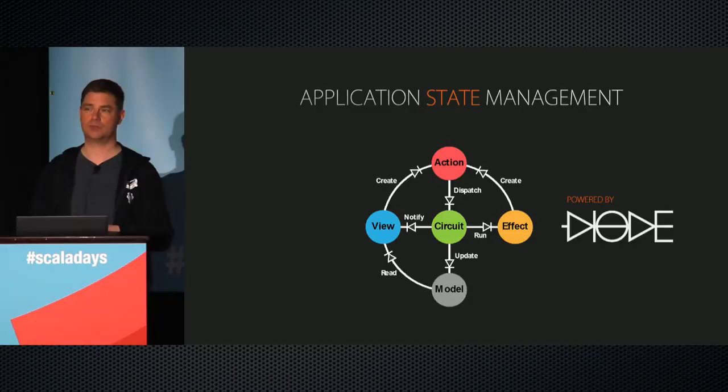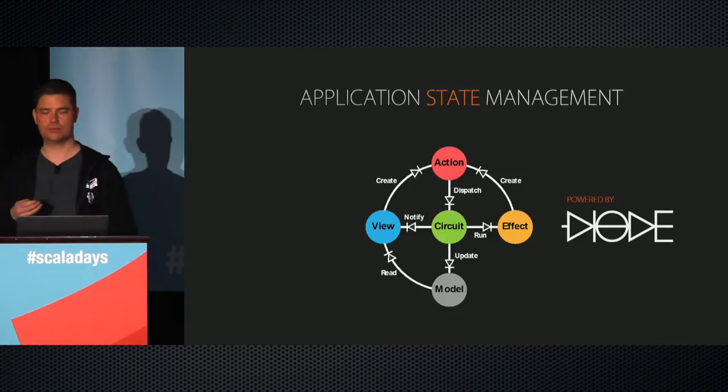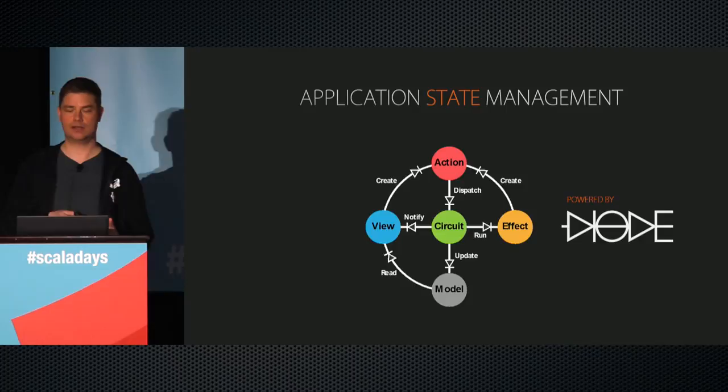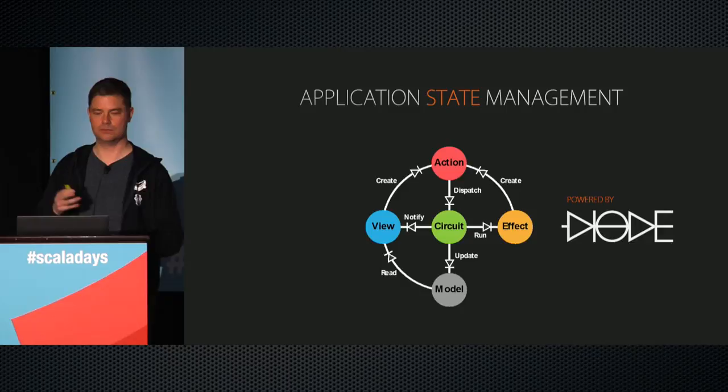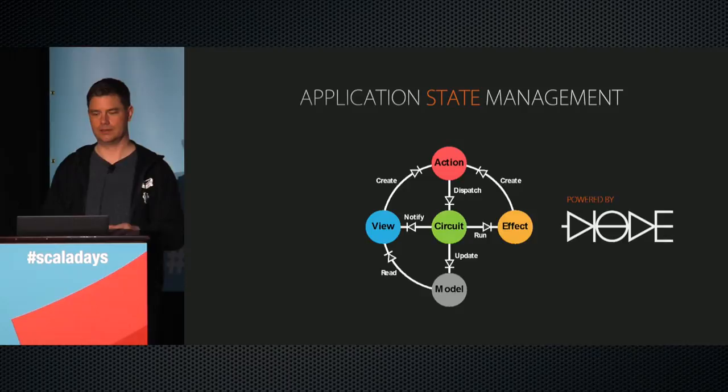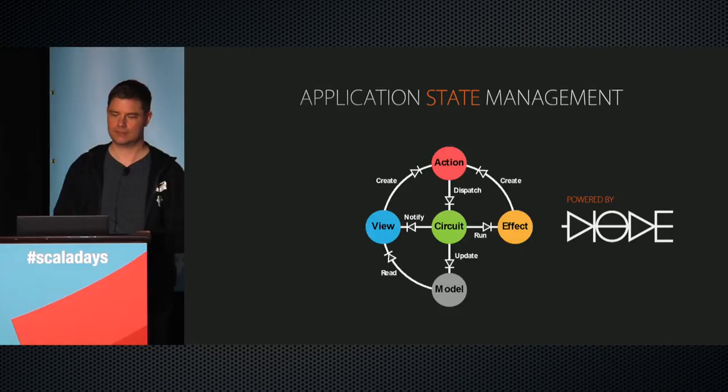In Diode, the application revolves around this circuit, which is handling the incoming actions. The actions through the circuit modify the model, and then the views read the model, and when there is user interaction, the views create these actions that again modify the model and so on. There is also a simple effect system for things like network communication: you can start loading something, and when the loading is done, an action is dispatched that then updates the model. And it helps in testing because with the effects separated, you can just go ahead and ignore them in your tests if you want.